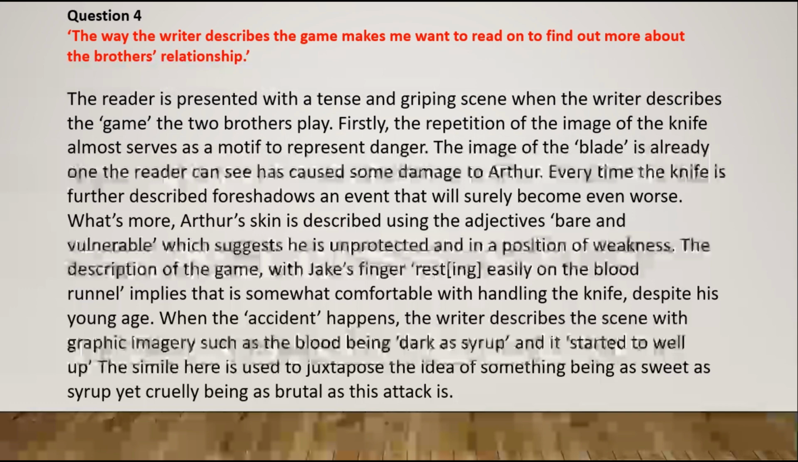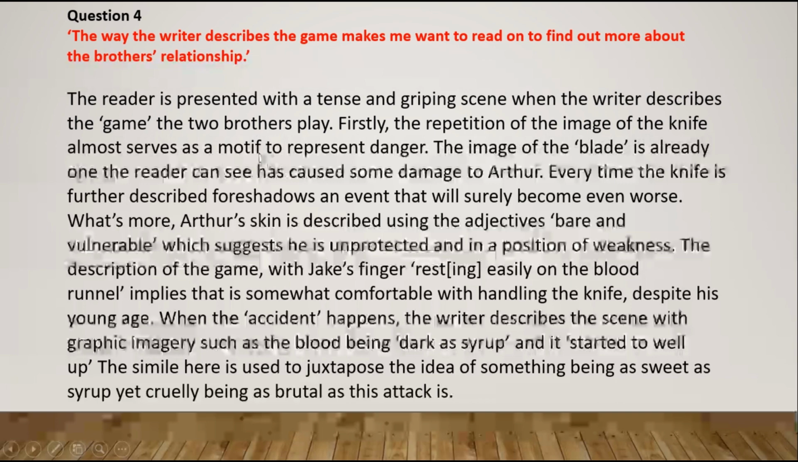Now, this is just a little quick example. I'm not going to read the whole thing to you, but it shows how you can include different skills in language and in structure. For example, a nice concept-led section here is the writer's presented a tense and gripping scene. Again, that's a concept. We have repetition of an image. We have a motif. And a little further down, foreshadowing is a structural feature. Adjectives are a word type that you could talk about. So it's all there. You might like to pause this for a minute or two and have a read through for some ideas.